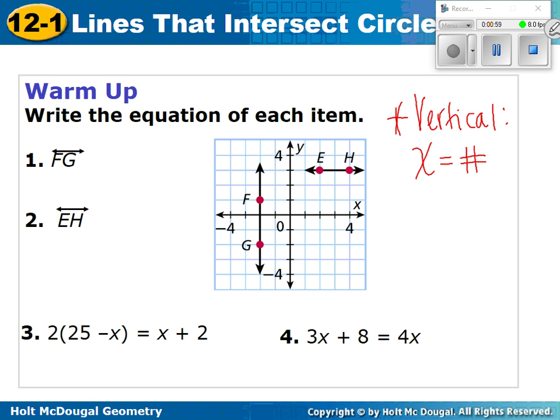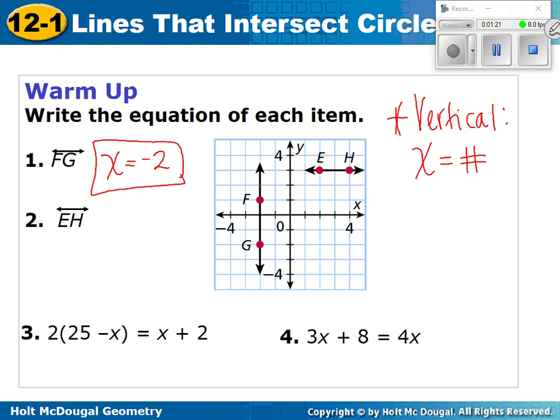So when you look at the line FG, what is the X value that that line is always going to equal? -2. You have a point at -2, 0, -2, 1, -2, 2, -2, -1. So on number 1, your answer should have been X equals -2. That's all there is to it.